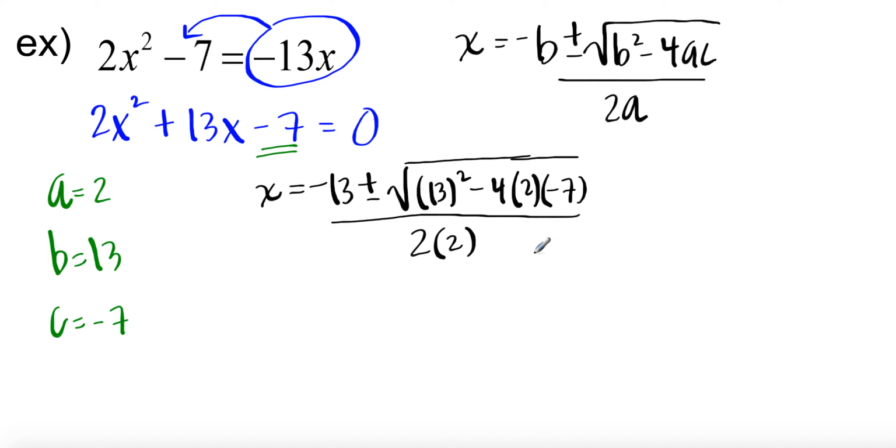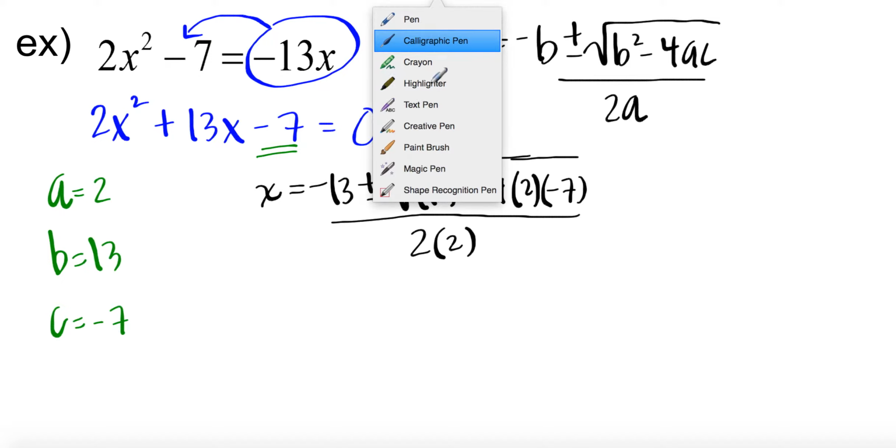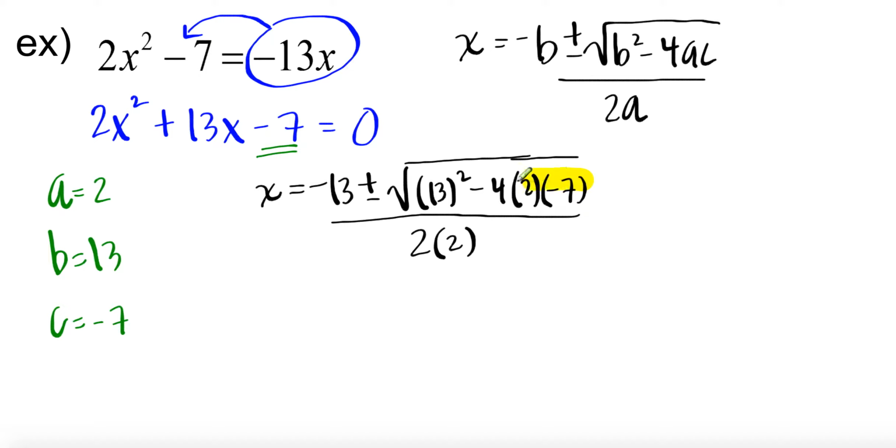Okay, so everything's plugged in and in the correct spot, and your next step is to simplify the radicand. Now, if you have a calculator where you can type that entire radicand in, just like I have written it with the parentheses and all, then you should go ahead and do that because you want to save yourself some time. Remember, you only have 60 minutes to answer 60 questions.